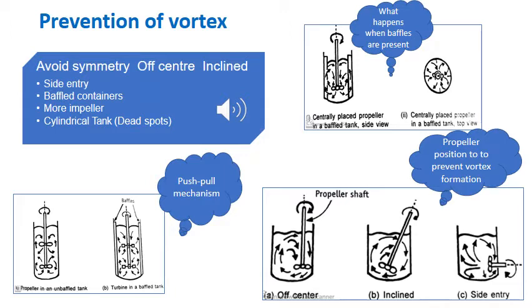Now here is an image depicting how we can practically prevent the formation of a vortex. These are the same points which we have discussed before. Those points are just explained diagrammatically.